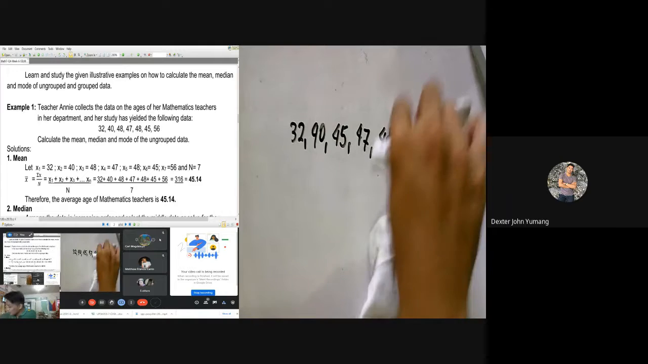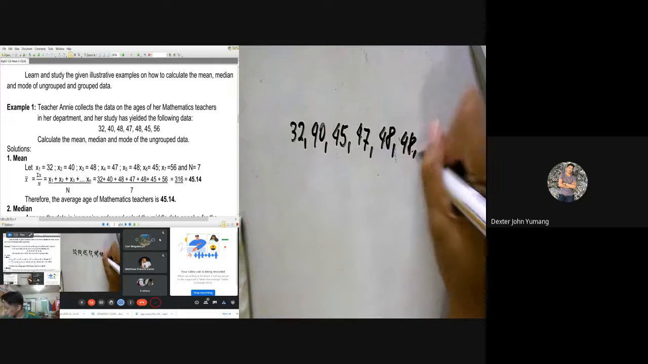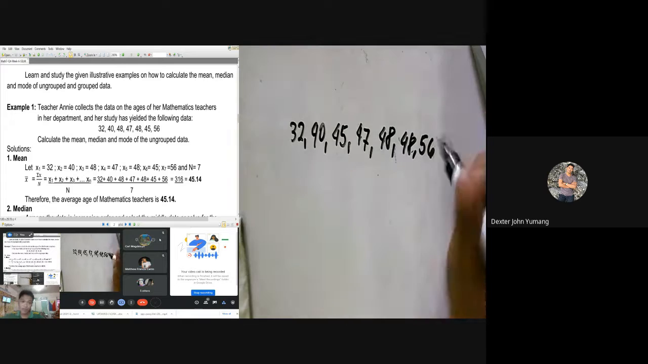So, dalawang 48 pong ilalagay. And you have to make sure kahit na repeated number siya, nasulat siya. So, ganun lang po pag double check. Pag binilang nyo 7, tapos 7 din yung data, therefore, accurate yung pagkasulat ninyo ng data.